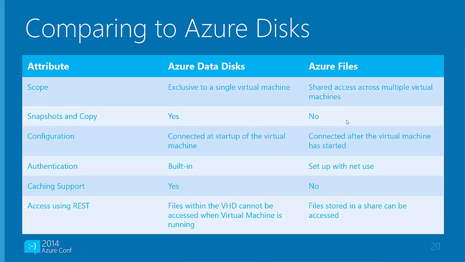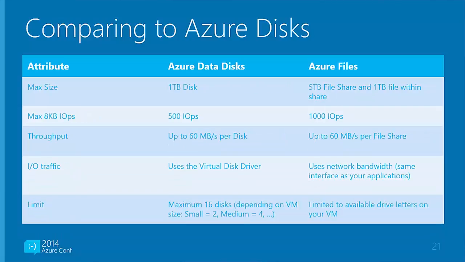And if we look at the REST access, files within a VHD cannot be accessed using a REST API. And even if it was possible, a VHD is always mounted in a virtual machine, which means that the virtual machine also has a lease on that VHD, which is a page blob in the end. So if we look at Azure Files, files that are stored in a share are obviously exposed to the SMB endpoint, but at the same time, they are also accessible through the REST API.